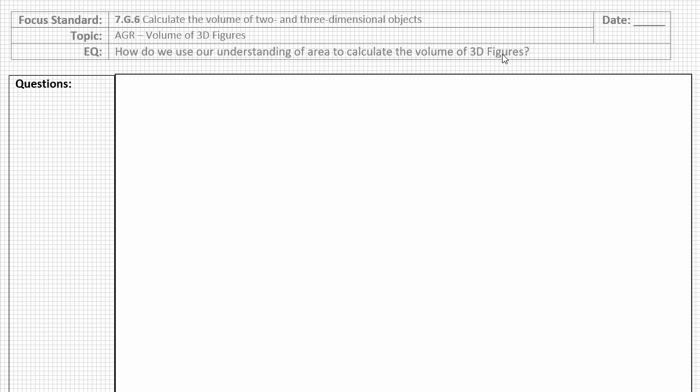Please take a moment, pausing the video if you need to copy down the topic and the essential question in your header along with today's date, select the question column in your note column, and resume the video when you're ready to begin.